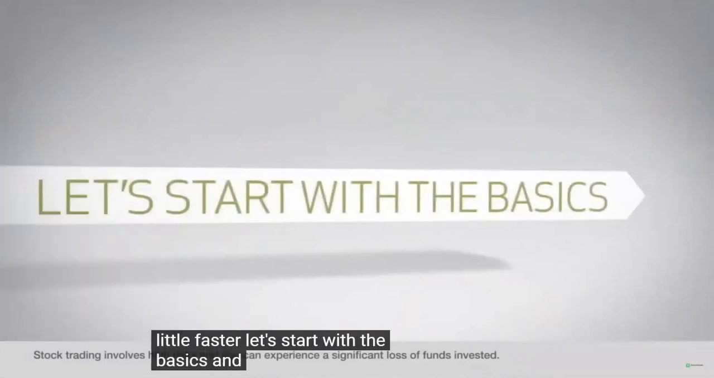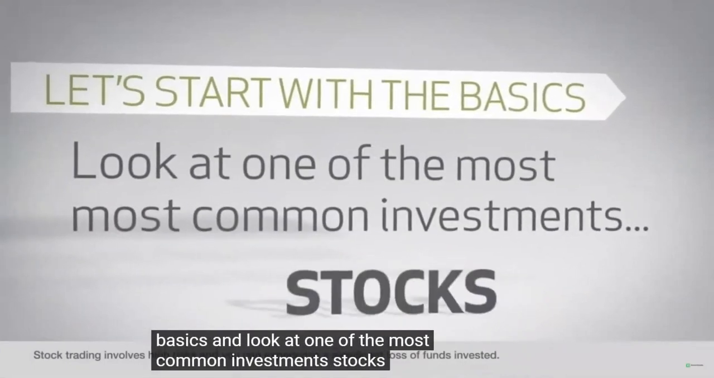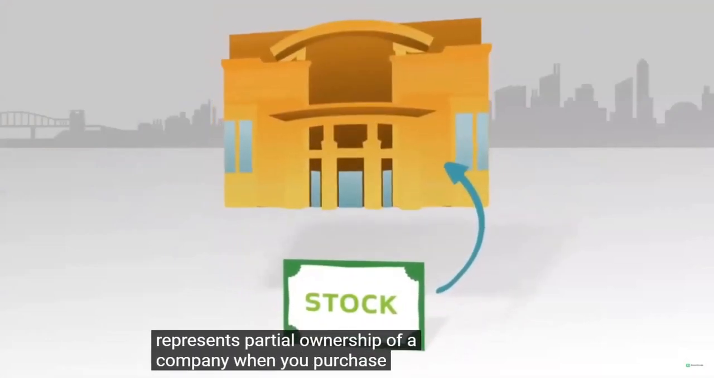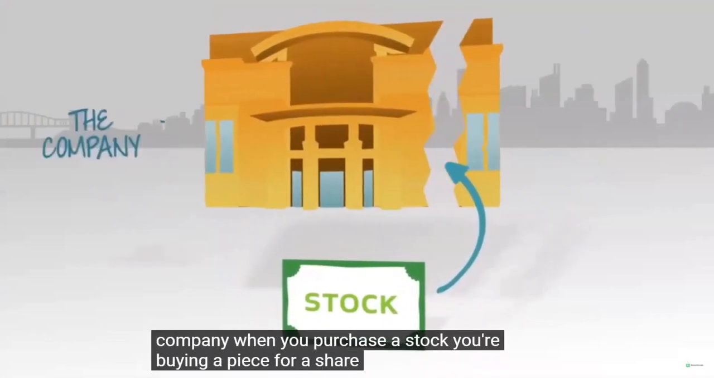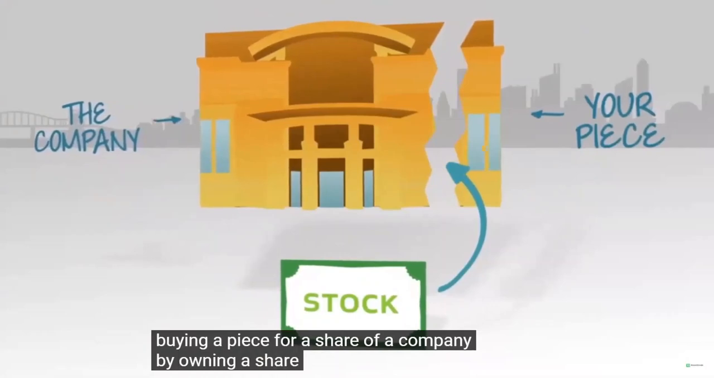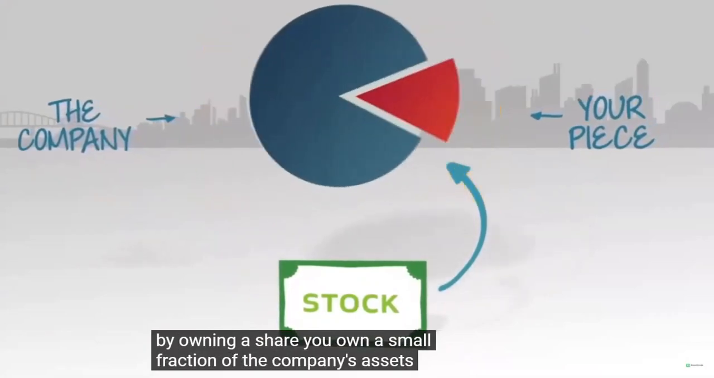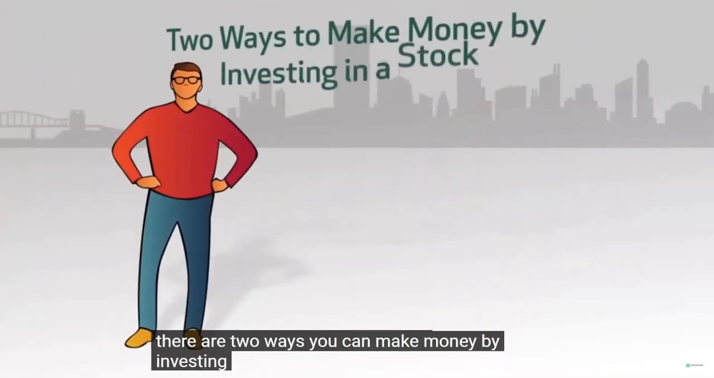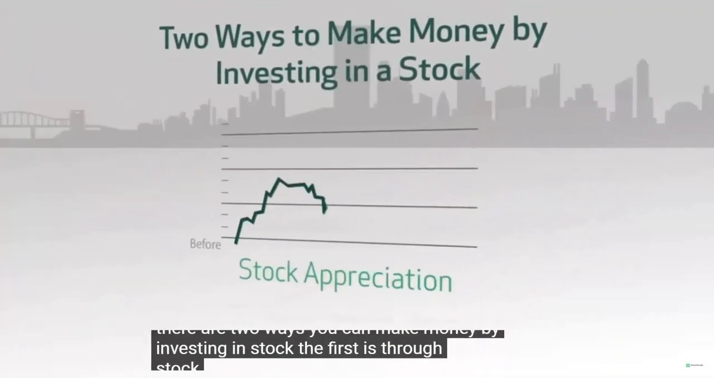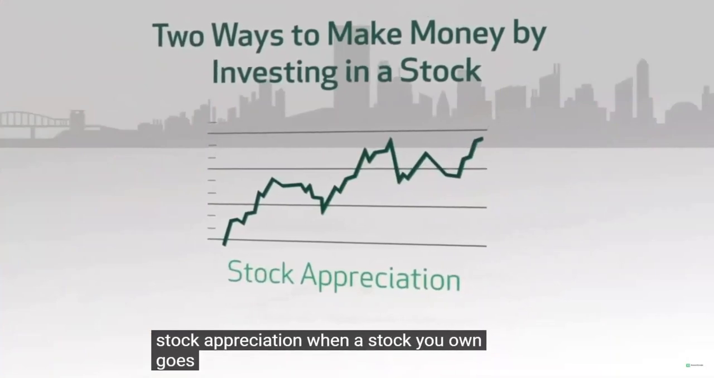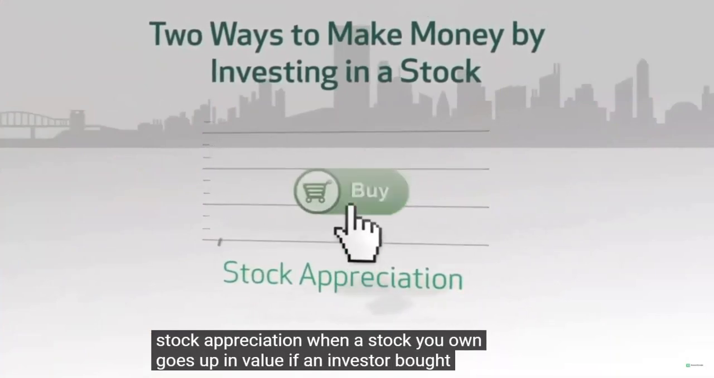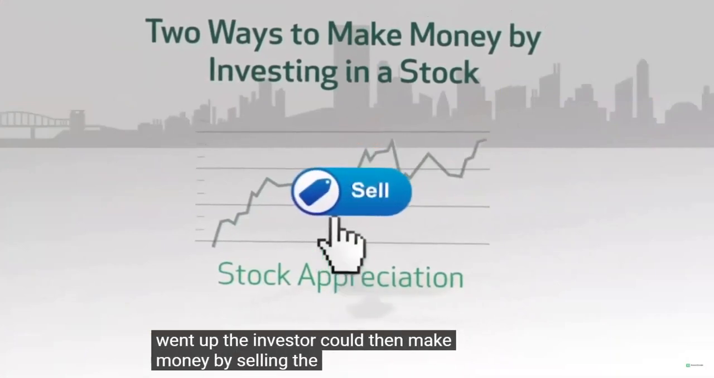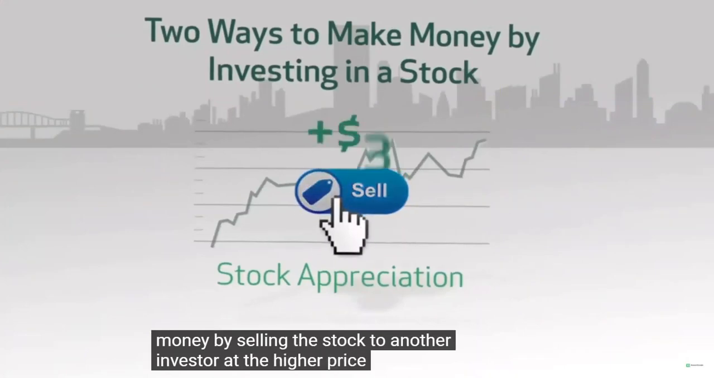Let's start with the basics and look at one of the most common investments, stocks. A stock represents partial ownership of a company. When you purchase a stock, you're buying a piece or a share of a company. By owning a share, you own a small fraction of the company's assets and have a claim on its future earnings. There are two ways you can make money by investing in stock. The first is through stock appreciation, when a stock you own goes up in value. If an investor bought the stock at one price and the price went up, the investor could then make money by selling the stock to another investor at the higher price.